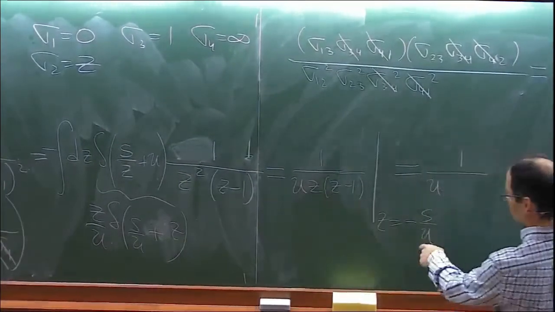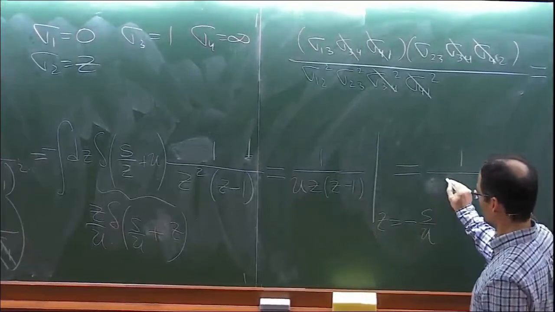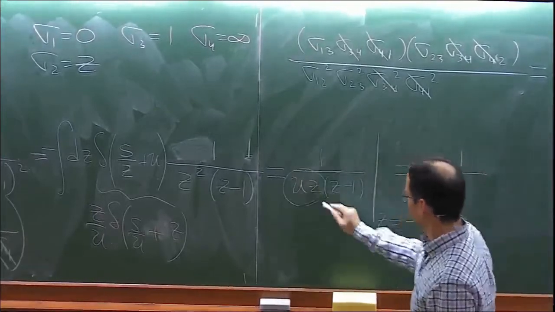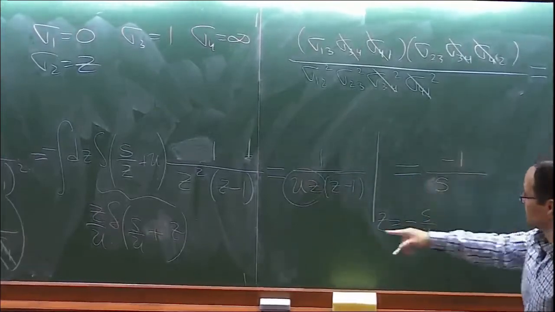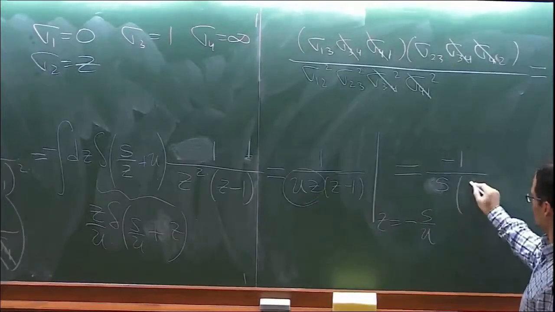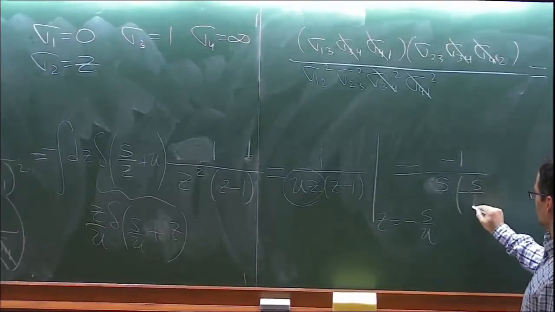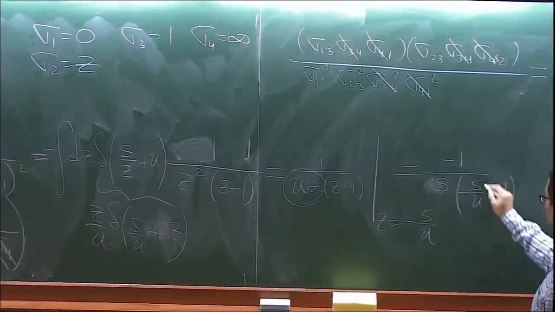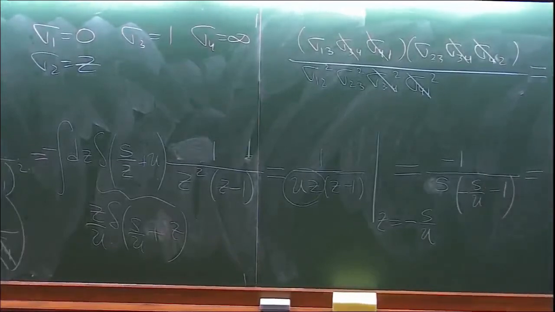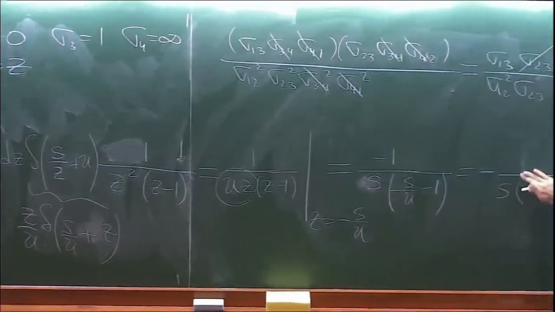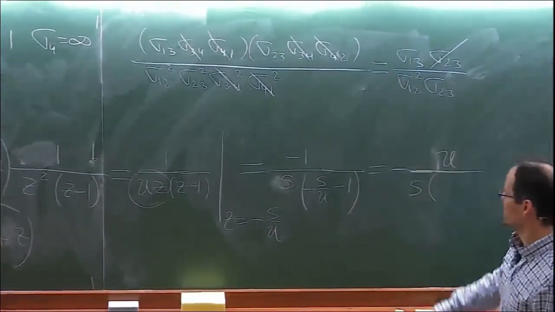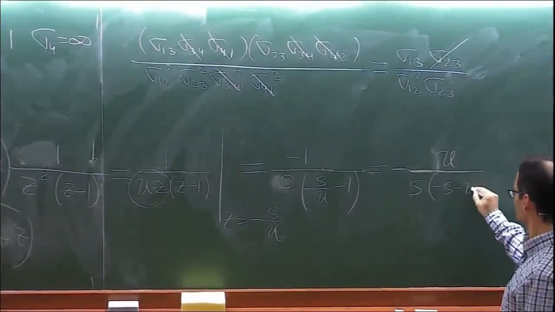Here with this guy, we cancel the u, so we get s. This combination is just s with a minus sign. Now this combination would be minus s over u minus 1. And this thing is minus 1 over s. We pull out the factor of u that goes to the numerator. And then we get minus s minus u.